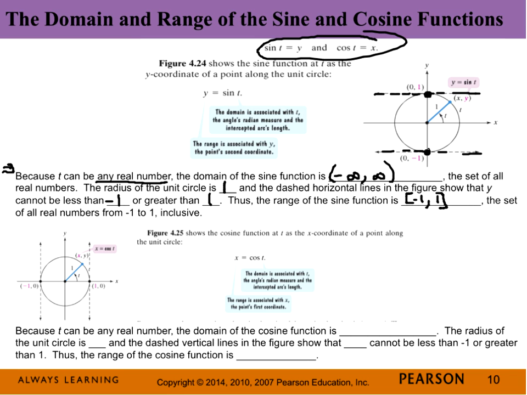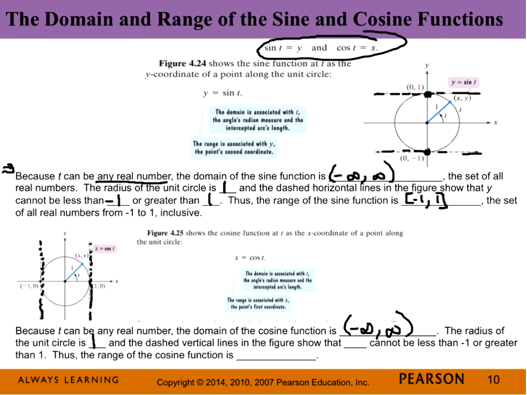All right. Just the opposite for the cosine. So I'm just dotting these lines a little darker for you. Still dealing with the unit circle. So because t can be any real number, the domain of the cosine function is also -infinity to positive infinity.